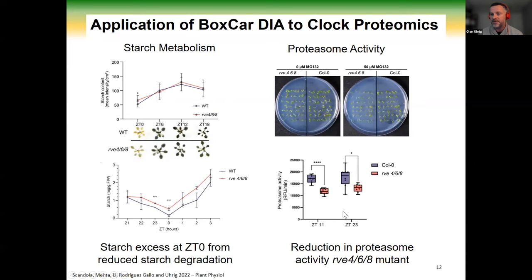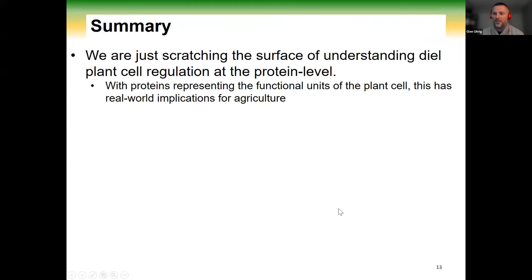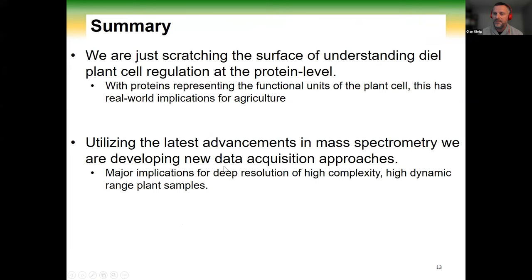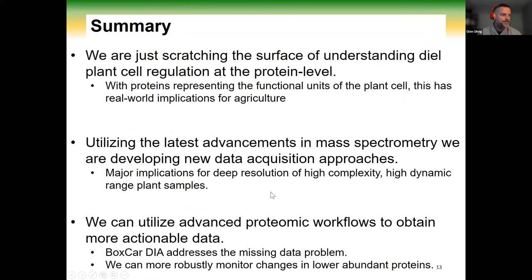Just to summarize, we're really just scratching the surface, myself and some other groups around the world that are doing diel protein level regulation from a protein perspective. It's really important that we pursue this to get a more holistic understanding of how diel biology works in plants, and we're trying to develop better tools to do this. Mass spectrometry has been advancing quite a lot in recent times, and we think this is a very exciting time to be involved. We've shown very clearly that we can get better resolution of the proteome, and that we can use proteomics to create actionable data for further addressing biological questions.